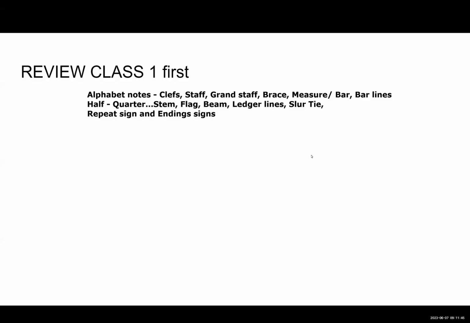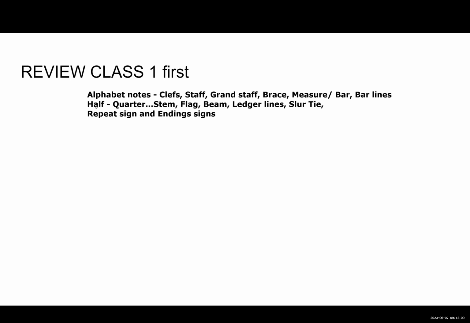So these were mentioned by students as what we covered in the first class in theory this summer. We covered notes or alphabets of both bass, treble clef, and even alto clefs. What a staff is, what a grand staff is. It needs a brace. What a measure or bar is. What are bar lines? What kind of bar lines there are? 1 bar line, 2 bar lines.